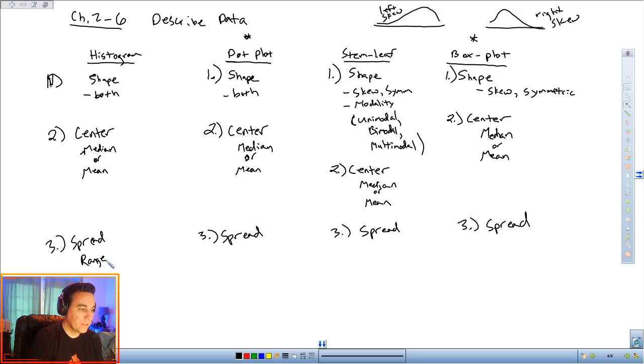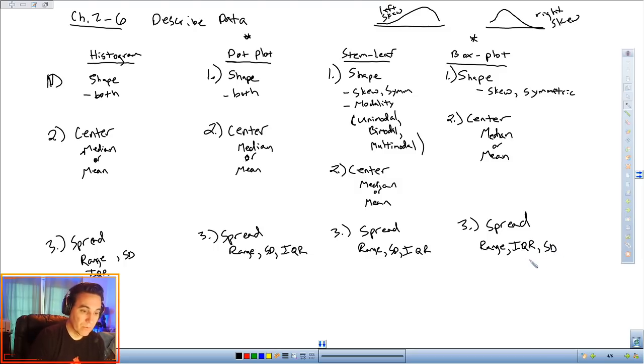So range, could use IQR, could use standard deviation, but come on, let's be real. Who's going to use standard deviation? No way. Okay, so range could do standard deviation, could do IQR. You're probably not going to do standard deviation. Come on. So remember, if it's a box plot, IQR is awesome because it's the box. So really quick, really easy.